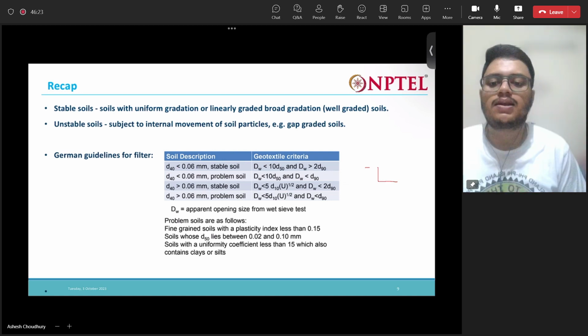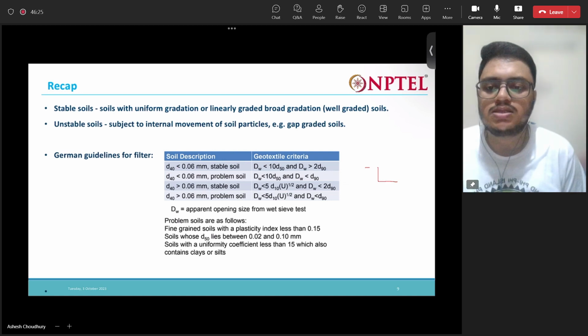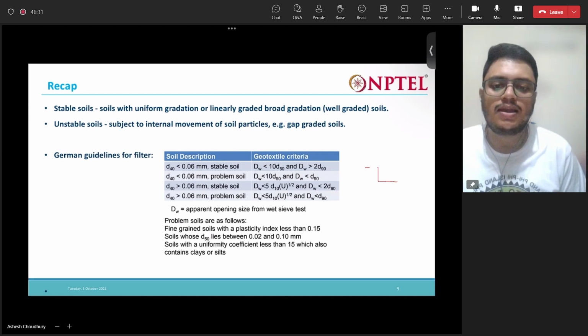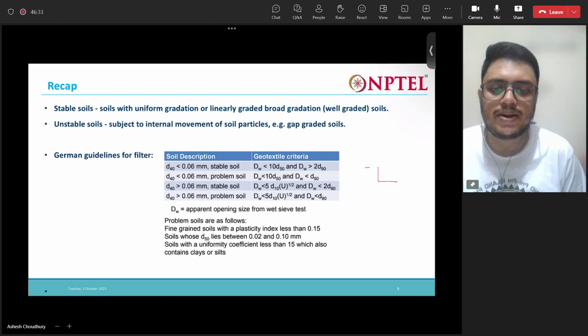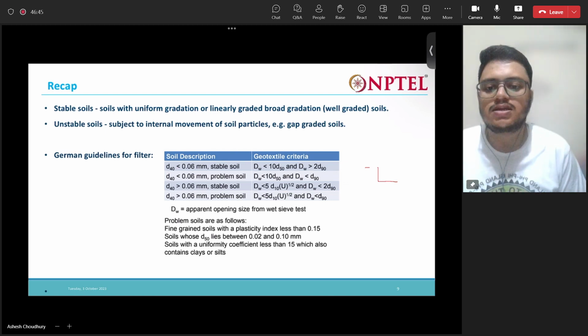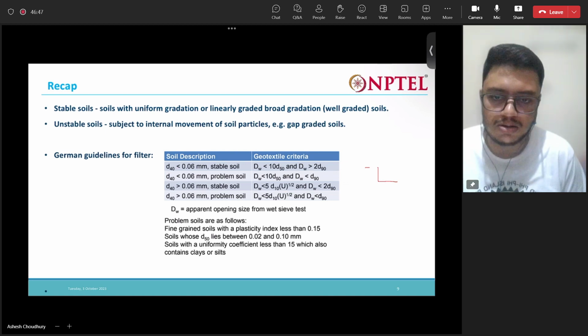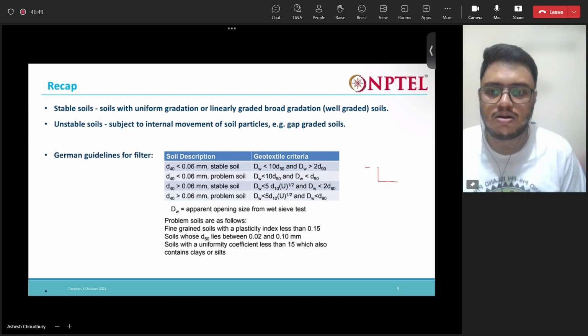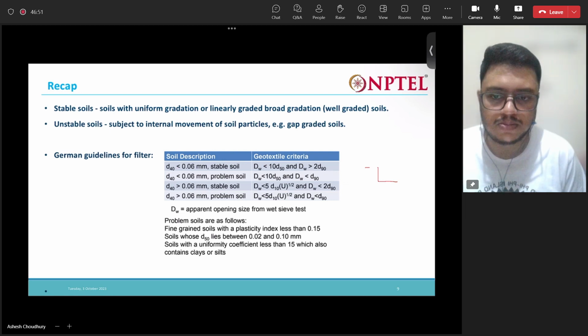Now what are the German guidelines? If the soil's D40 is less than 0.06 mm and it's a stable soil, then for the geotextile, the apparent opening size from the wet sieving test should be less than 10 of D50, and it also should be greater than 2 of D90. These two criteria it should follow. So these four criteria are given for stable and problem soil, varying with the D40 sizes.